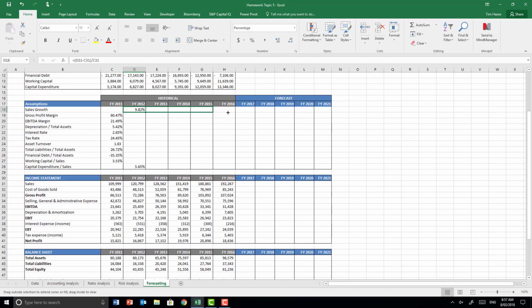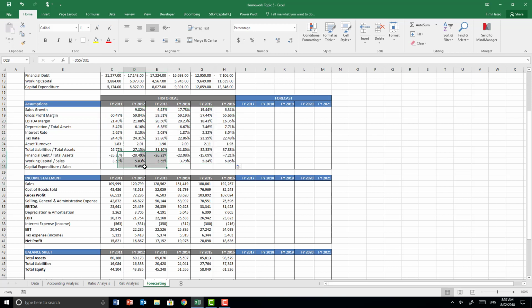And now with all of these numbers, I can just drag them to the right, and I have all of the assumptions for the historical period. Now, what you see here is that some of them are more stable than others. So for example, sales growth jumps down, then up again, then down quite drastically. So it is quite difficult to figure out a general trend.